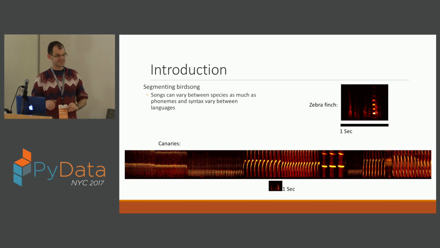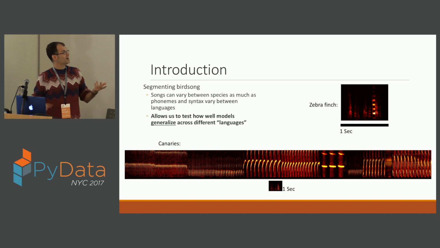And then last but not least, canaries, which Yarden is working with. So there's that 1 second of zebra finch song down at the bottom for comparison. A canary song can last 30 seconds to a minute, and it can have tens of different types of syllables, and they can repeat those syllables for varying number of times, right? So what's interesting about this is by using the song of different species, we can see how well these different models, different neural network architectures, for example, generalize.